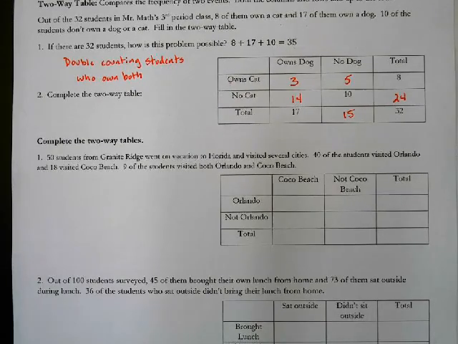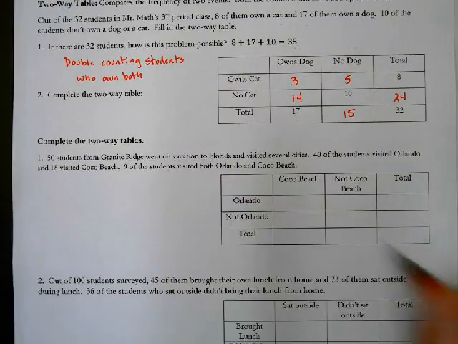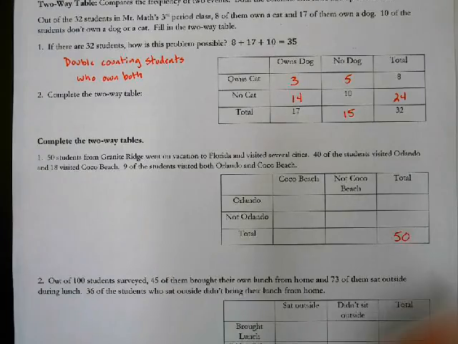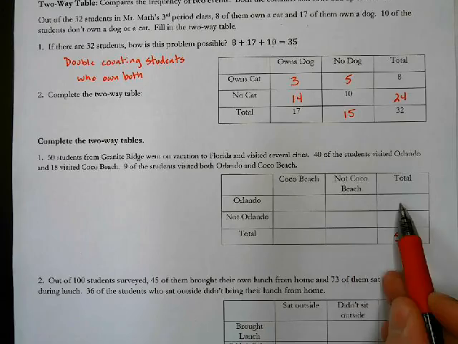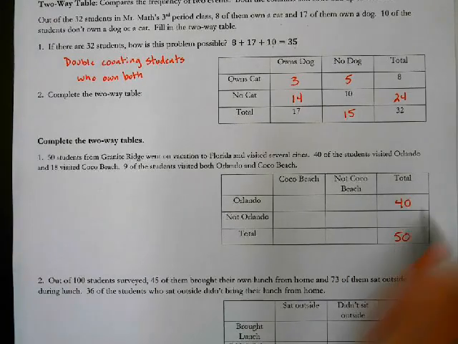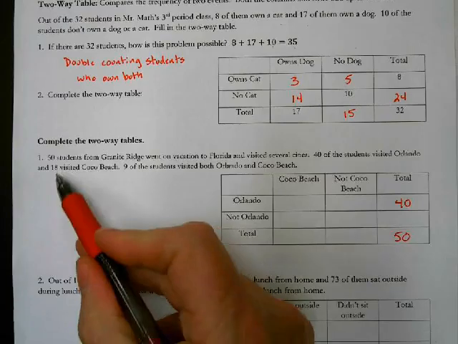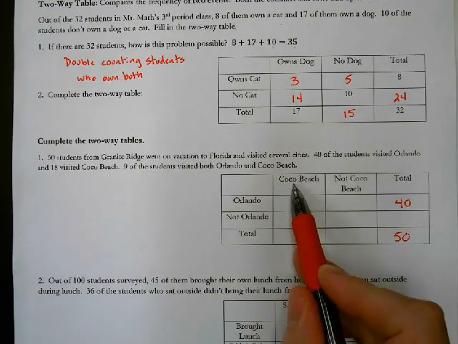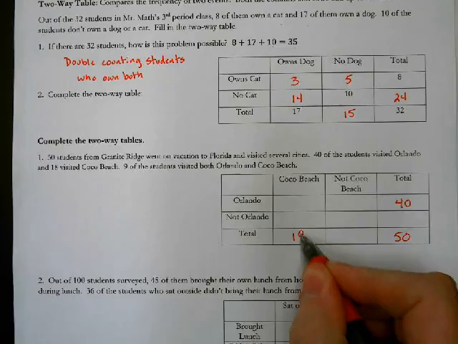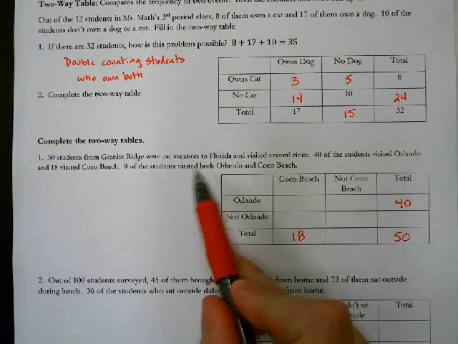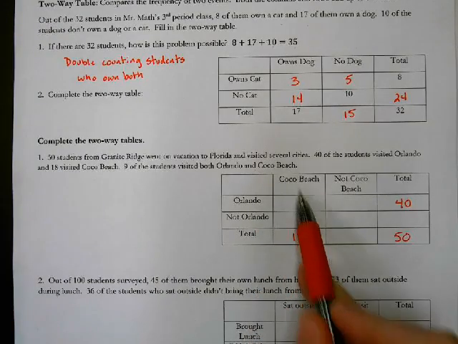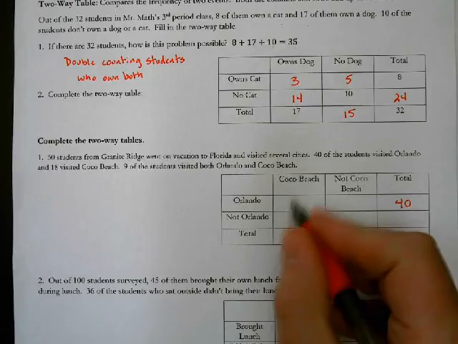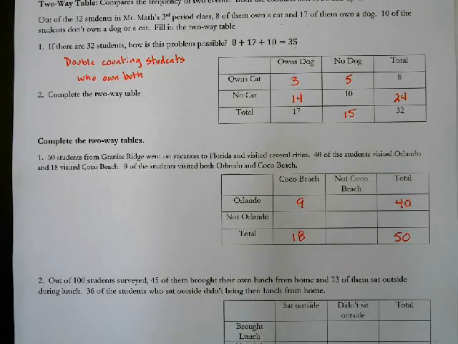All right. Last warning, here we go. 50 total students. I'm going to put the total right here, 50. 40 go to Orlando. Here's Orlando. That means there were a total of 40 of them that went there. 18 go to Cocoa Beach. Here's Cocoa Beach. The total is 18. Goes here. 9 go to Orlando and Cocoa Beach. That's this one. They go to Cocoa Beach and Orlando. 9 of them go here. We can now finish up the rest of it.